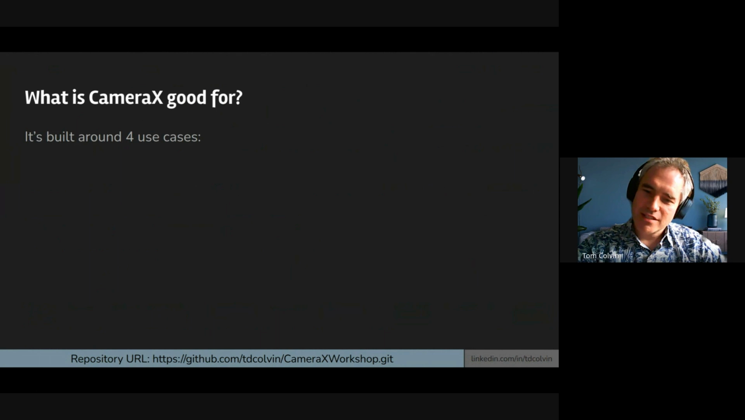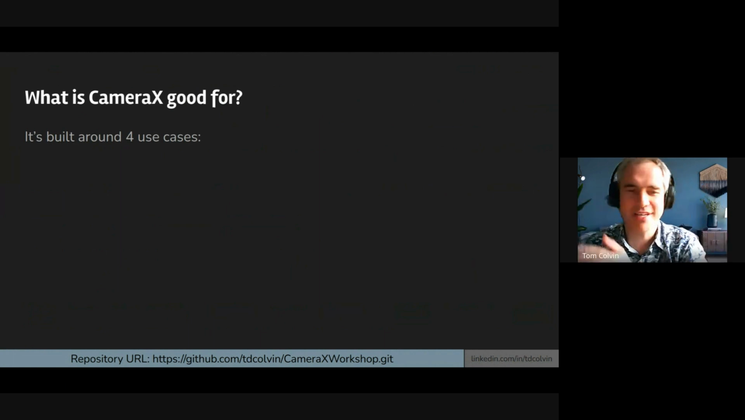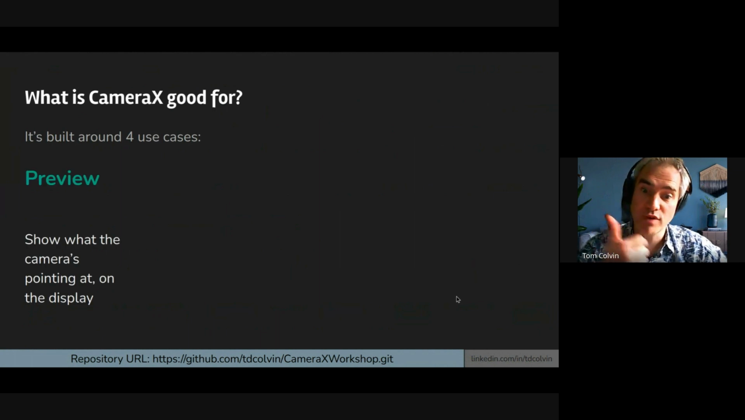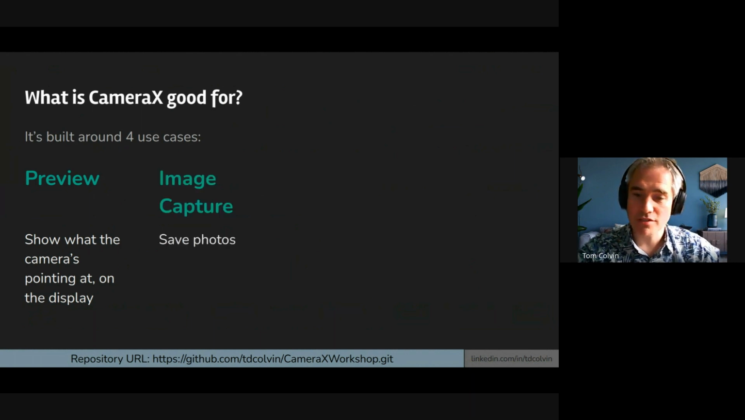CameraX then is good for exactly 4 things. One of the things that I like about the CameraX library is it's very clear what it does, particularly what it doesn't do. So it has 4 spheres of influence. It is good for, firstly, preview. So it is good for using your screen as a viewfinder, showing on your screen what the camera is currently pointing at. It is good for capturing images, so that is saving photos.